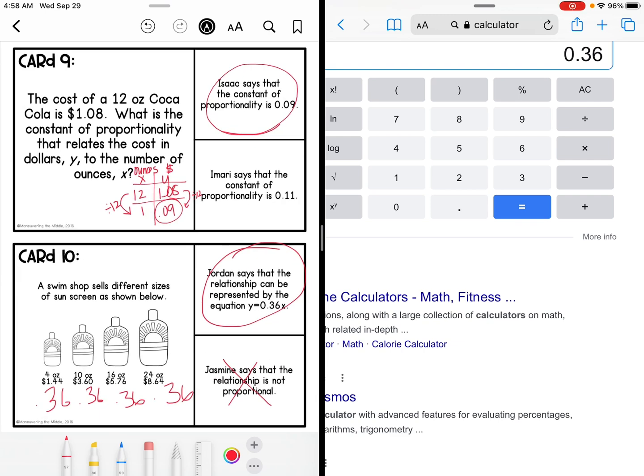All right, so this is a good review of all four of the different representations. Let me know if you have more questions.